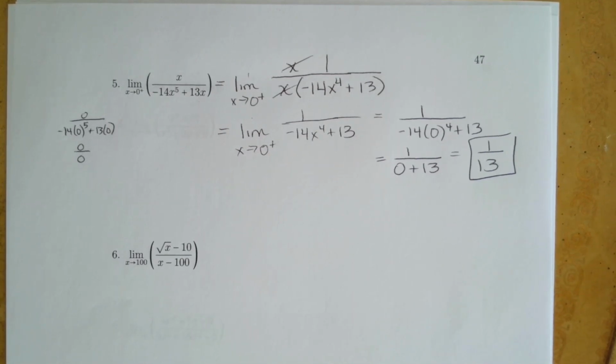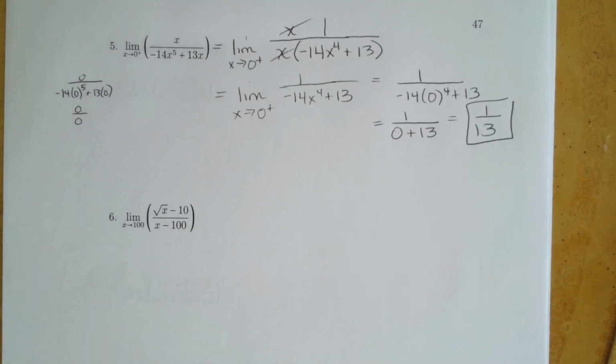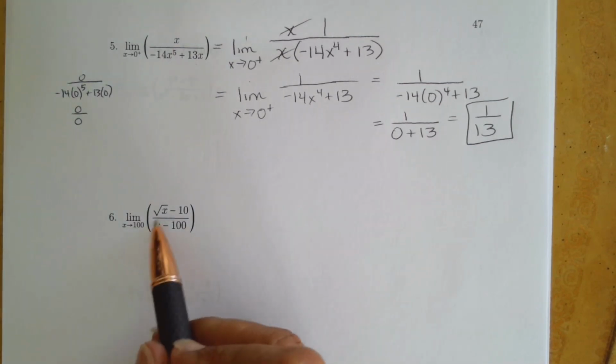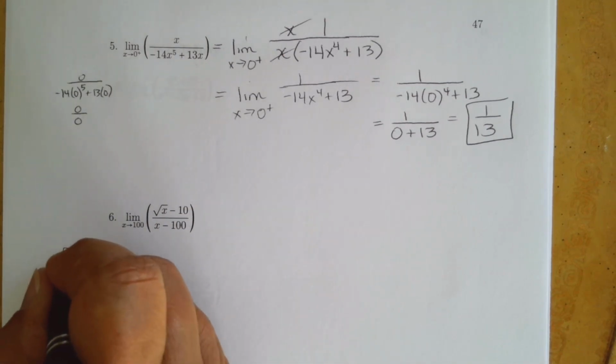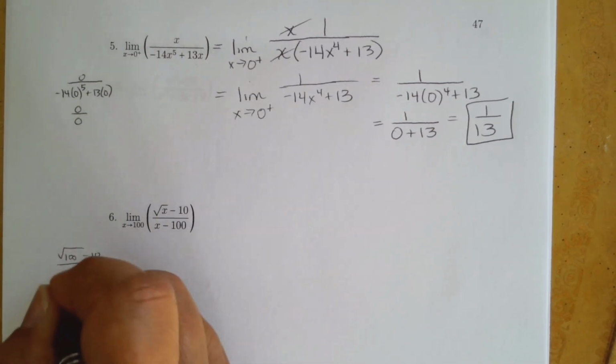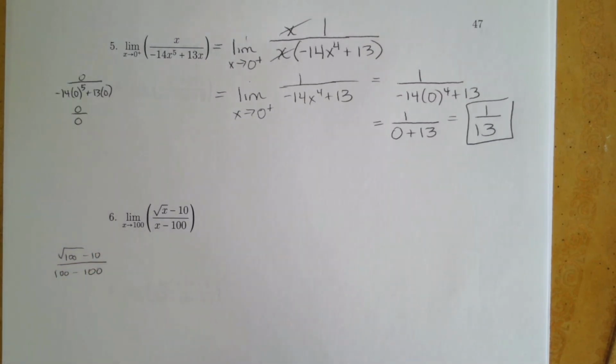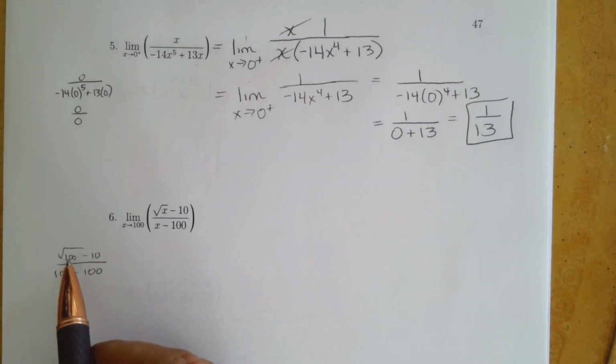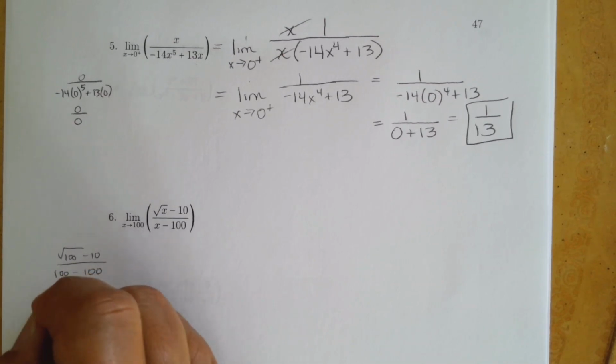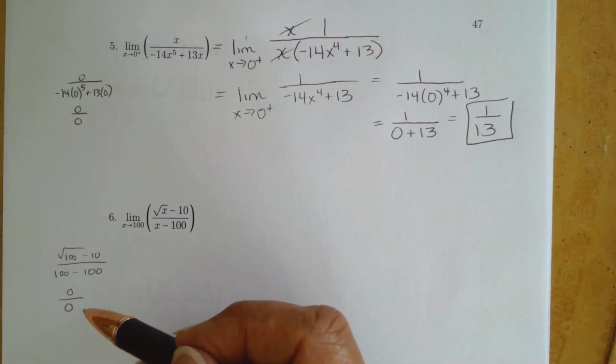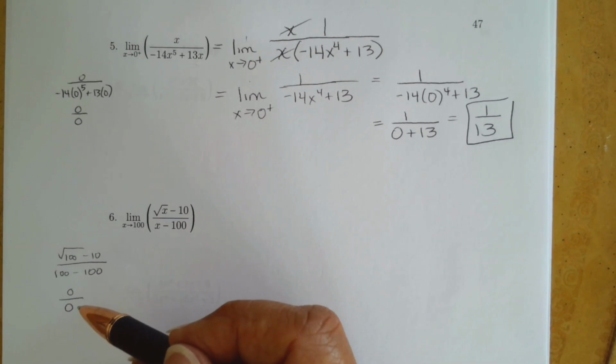All right. Now, 6 and 7, a little bit different. We haven't done radicals yet. And so with radicals, you can't really factor. So this is another algebraic technique for trying to figure out indeterminate form. Okay? All right, so first off, plug in 100. If you plug in 100, the square root of 100 minus 10 over 100 minus 100, the square root of 100 is 10. 10 minus 10 is 0. And 100 minus 100 is 0. So this is telling you you will get a number answer.